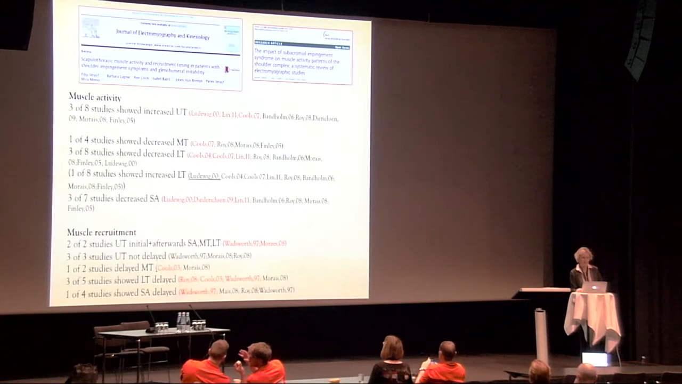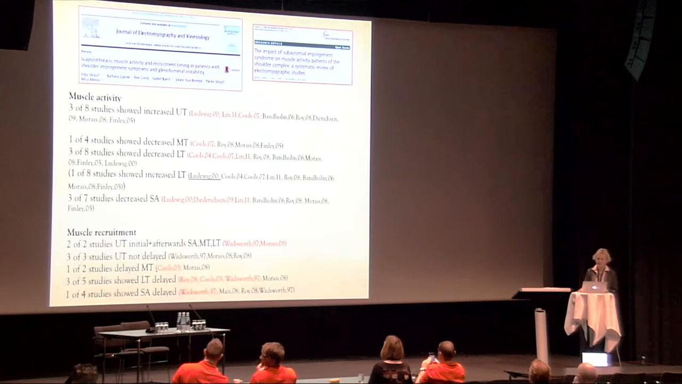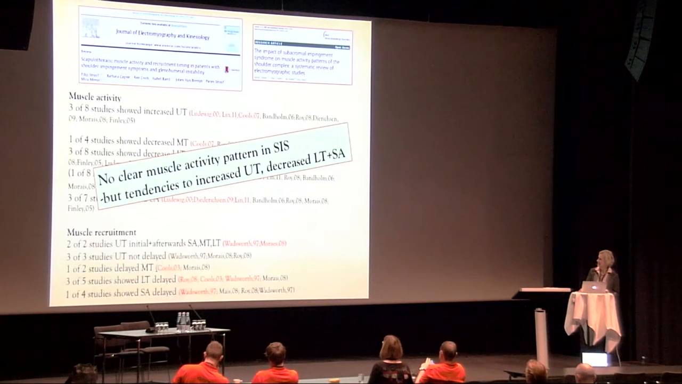Well, two systematic reviews went through the literature and looked in this population of CIS, how is the muscle activity and how is the muscle recruitment? Again, there was no clear muscle activity pattern, but it showed some tendencies to an increased activity of the upper trapezius muscles and a decreased activity of the lower trapezius muscle and the serratus anterior muscles.